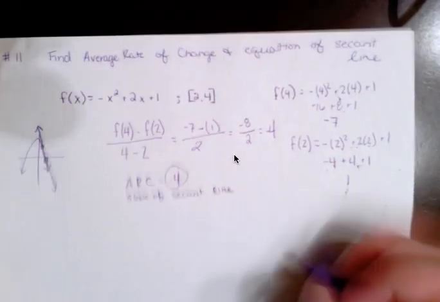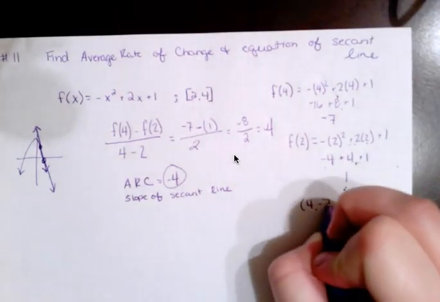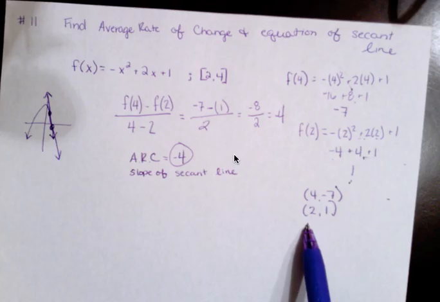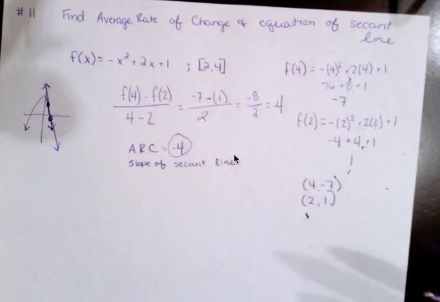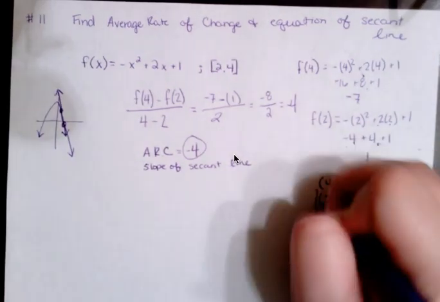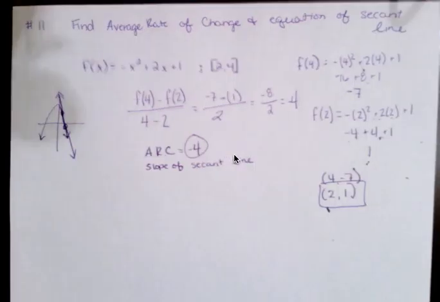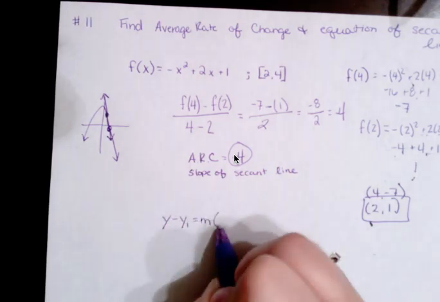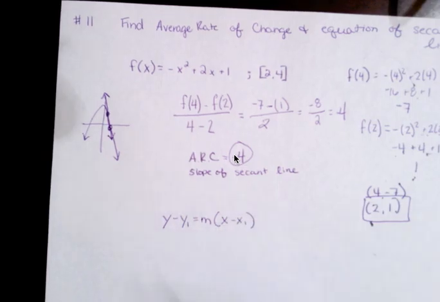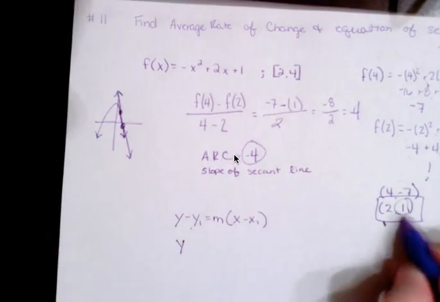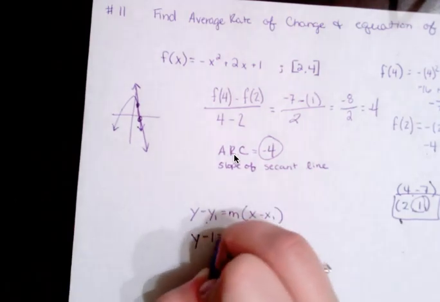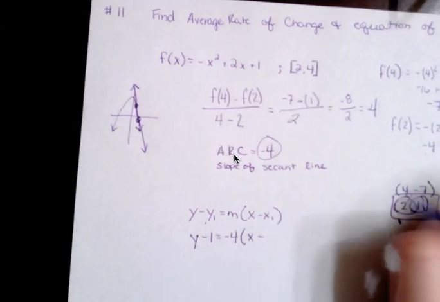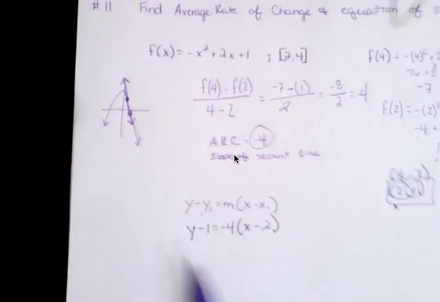So I can either choose to use the point 4, negative 7 or 2, comma 1. And I'm going to choose the point 2, comma 1 because it's the easiest. It's less work. It's less numbers. So since I have a point and a slope, I can put my equation into point slope form. Remember, point slope is y minus y1 equals m times the quantity x minus x1. So if I plug that in, I'm choosing this. My y value is 1, so y minus 1 is equal to, my slope is negative 4, x minus my x1, which was 2. So that's my equation of my secant line.